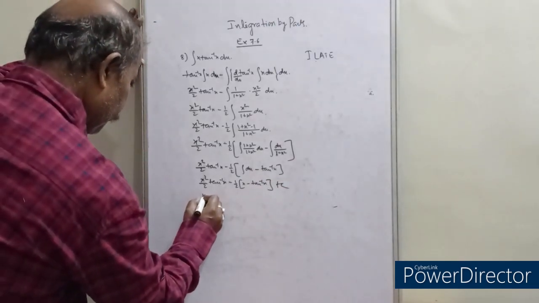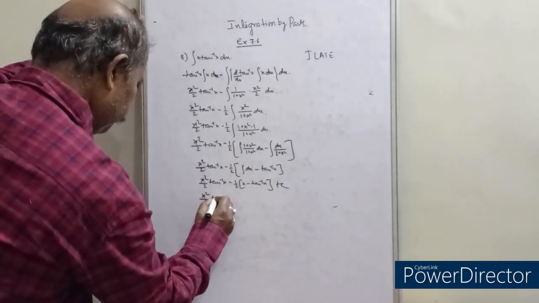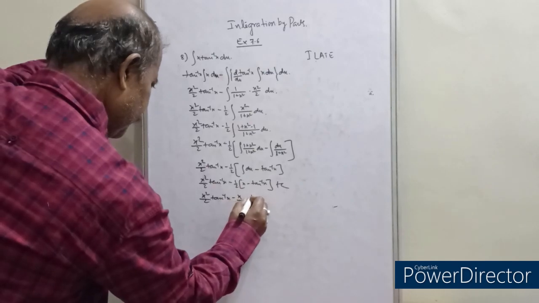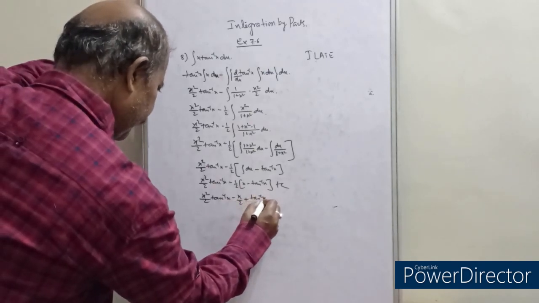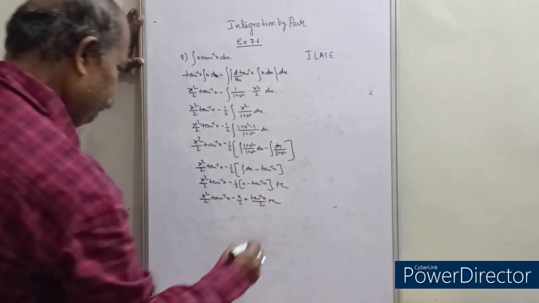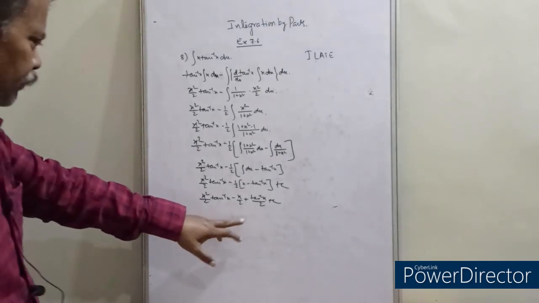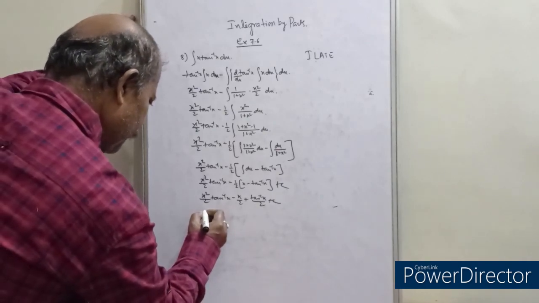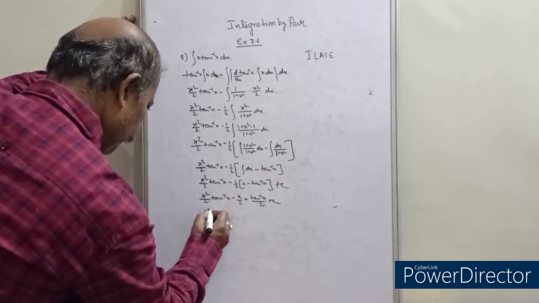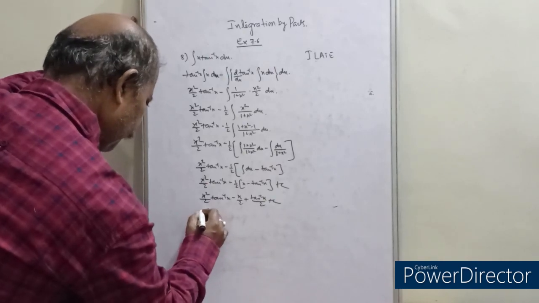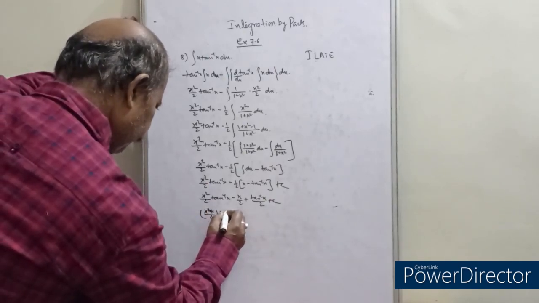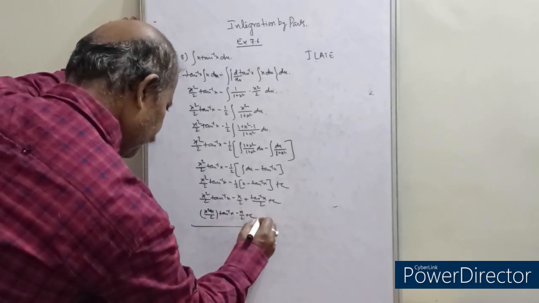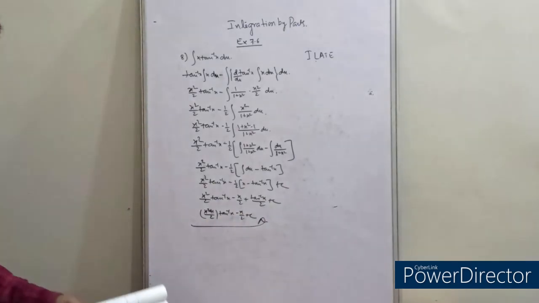So this will be x square by 2 tan inverse x minus x by 2 plus tan inverse x by 2 plus c. So here you can do this common simplification. This will be x square plus 1 by 2 tan inverse x minus x by 2 plus c. So this will be your answer, and let me check the answer.